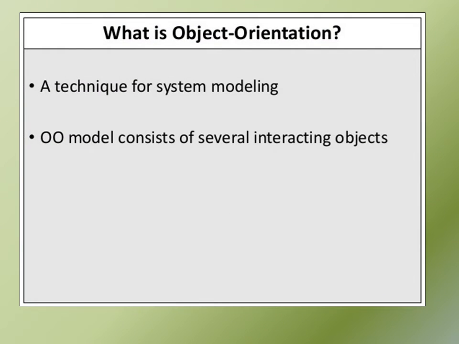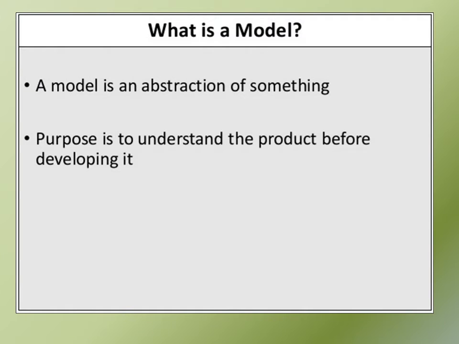Now we'll see what object orientation is. A technique for system modeling. An object-oriented model consists of several interacting objects. We'll see the details. What is a model? A model is an abstraction of something. The purpose is to understand the product before developing it. A model is a specific design of a product, or a person who displays clothes or poses for an artist. A model is an informative representation of an object, person or system. So this is the basic idea about a model.